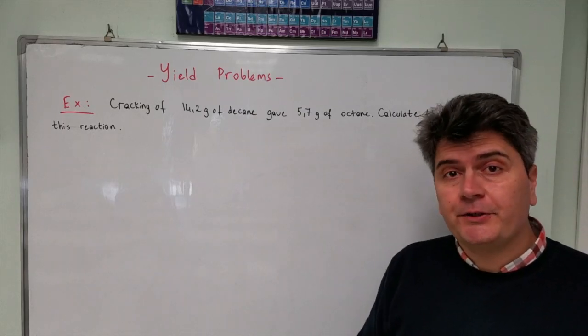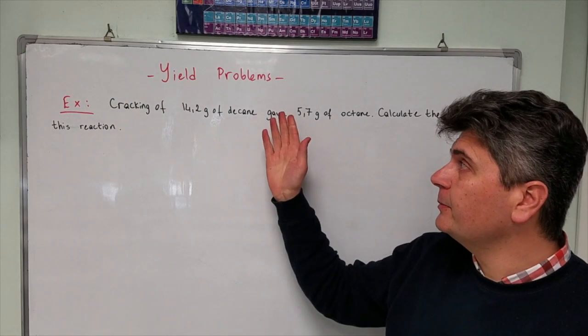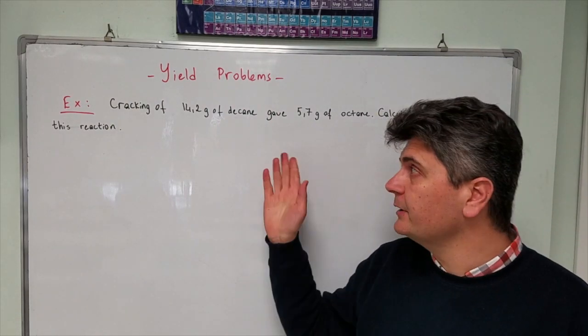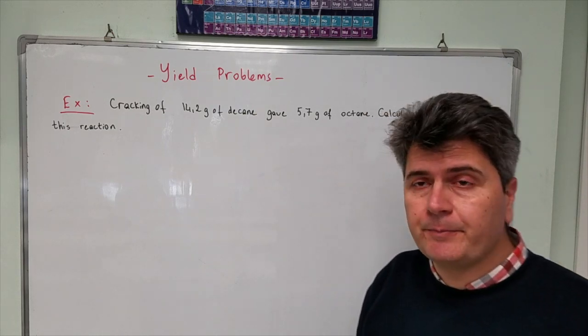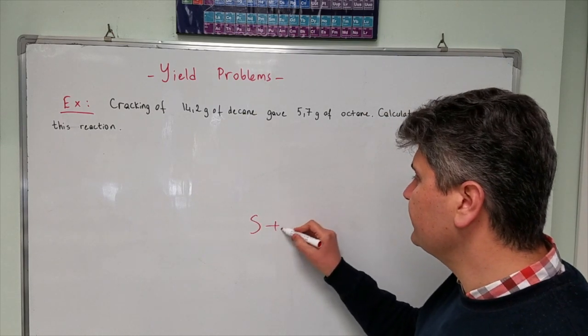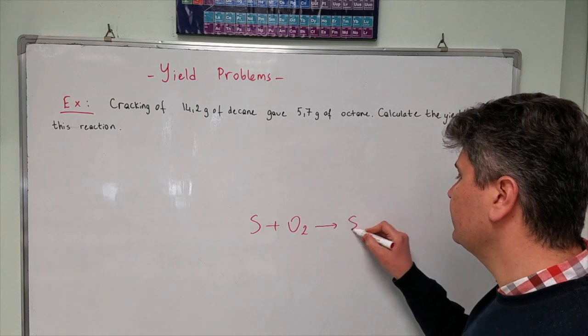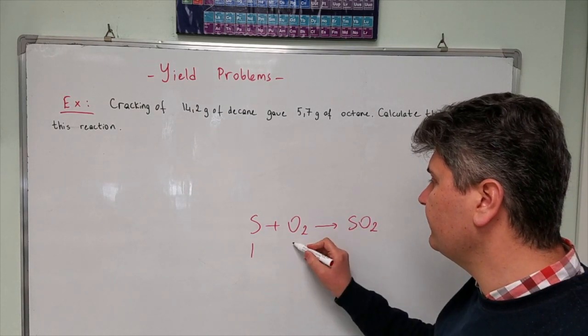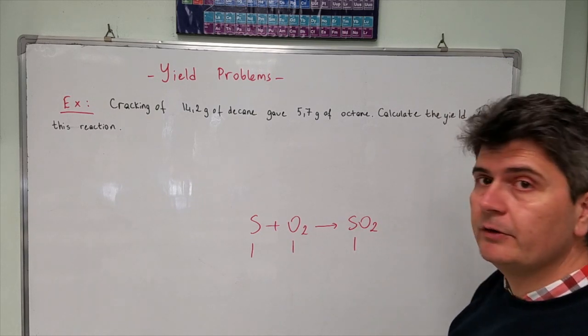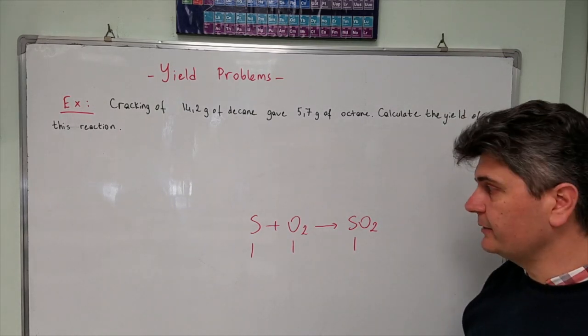Hello. In this video we'll try to understand what yield problems are and we'll try to solve these yield problems. First of all, let's try to understand what yield is on a simple equation. Let's assume that sulfur is reacting with oxygen to give you sulfur dioxide. From the coefficients we can easily say that 1 mole of sulfur is reacting with 1 mole of oxygen to give you 1 mole of sulfur dioxide.